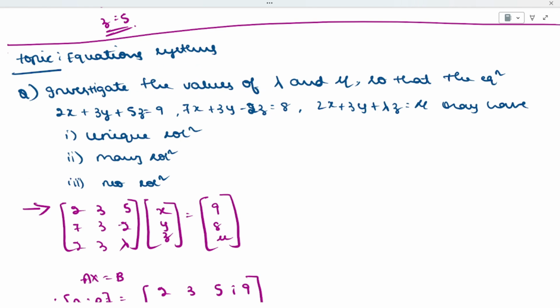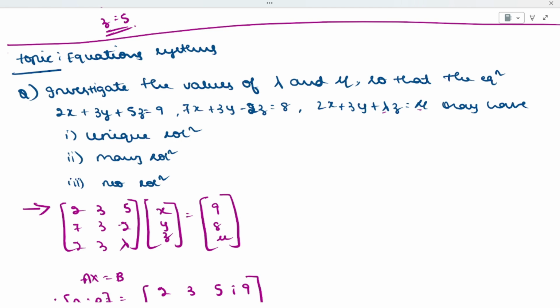Okay. Now, system of equations we will solve. Investigate the values of lambda and mu so that the equations 2x plus 3y plus 5z is equal to 9, 7x plus 3y minus 2z is equal to 8, 2x plus 3y plus lambda z is equal to mu. You have to find these values. Okay, these two values may give a unique solution, many solutions or no solution. You have to do it for all these three.